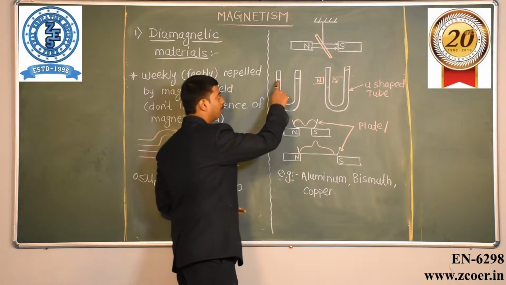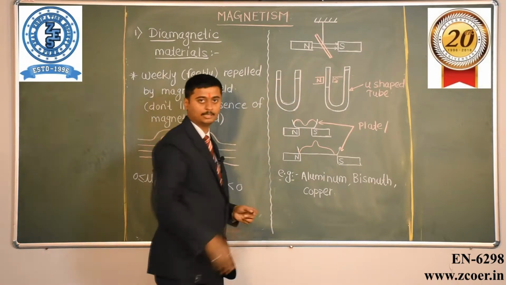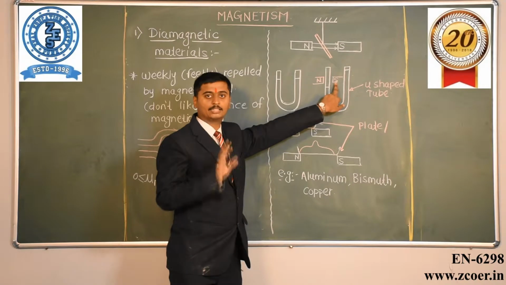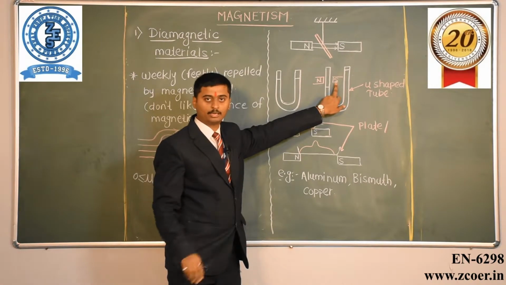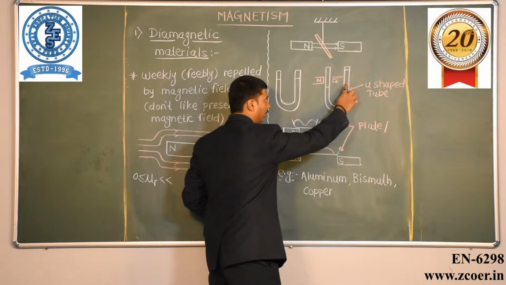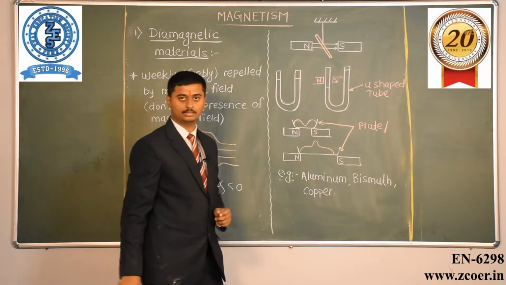Whenever no field is applied, the level on both sides will be the same. But as soon as a field is applied to one end, as they don't like the presence of an external magnetic field, this level will keep decreasing and automatically this level will keep increasing.